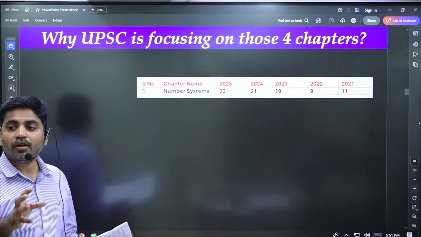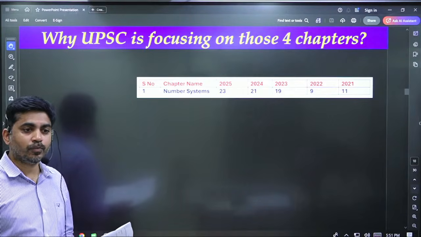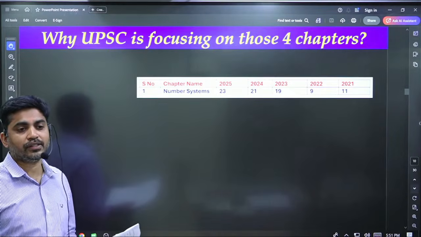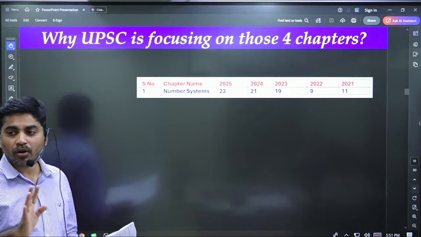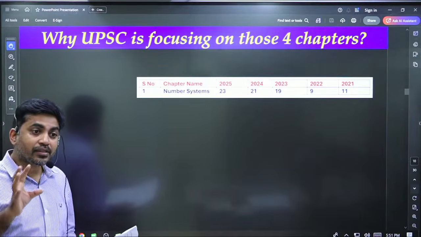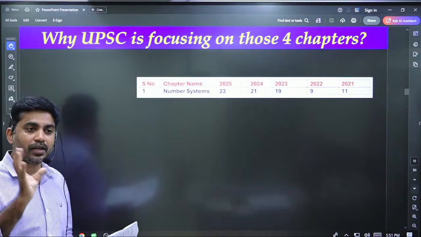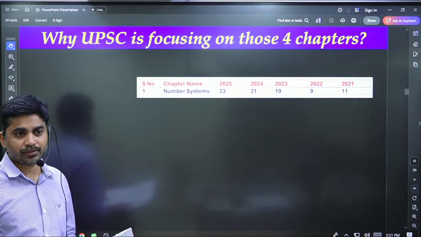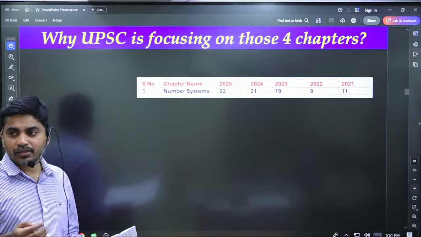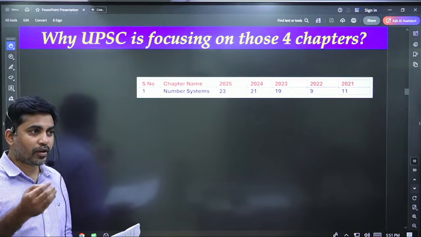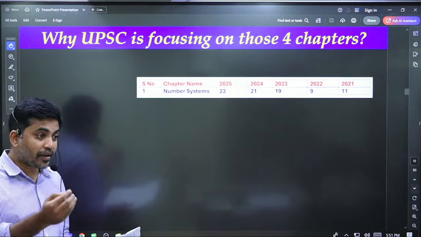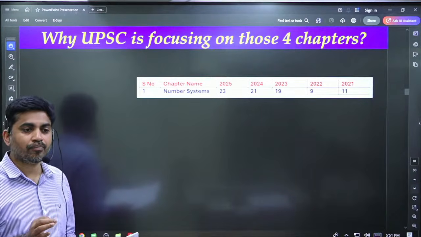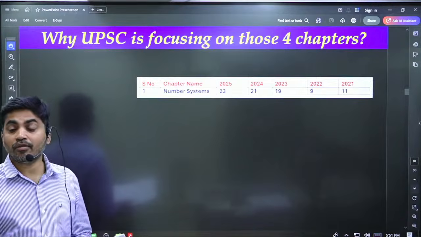This is what UPSC is expecting from you. Not speed calculations, not formula knowledge. These things are not required; applying sense is required. Fundamentals are important. That is the reason they are focusing on number systems. Even in the syllabus we have compound interest, time speed distance, geometry and mensuration, but they are not asking questions from these. The reason is that these chapters are based on formulas.